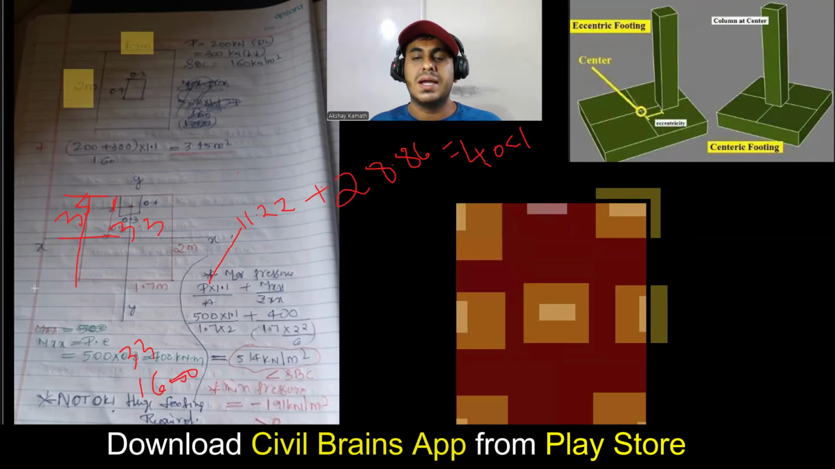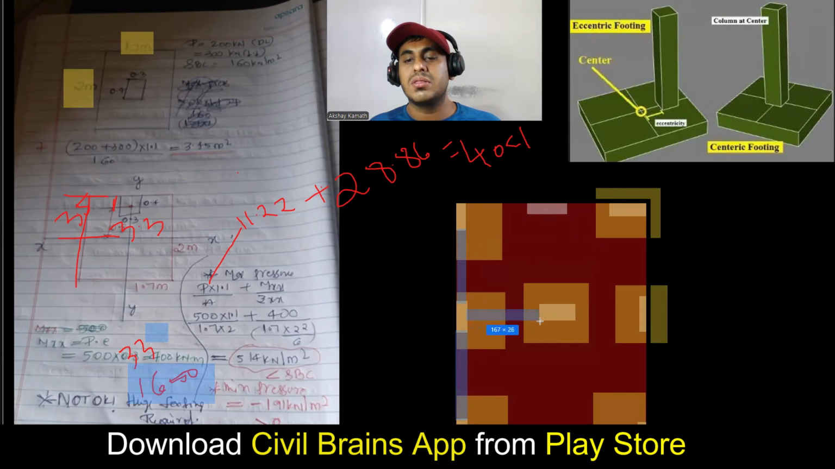The solution is that you need to connect these columns with a beam. That beam, we call it a tie beam, or some people call it a strap beam. That means from this column to this column, I'll connect a beam. So whatever eccentricity, whatever moment you're getting, 1650, 900, that will be taken by the beam. Understood the concept?